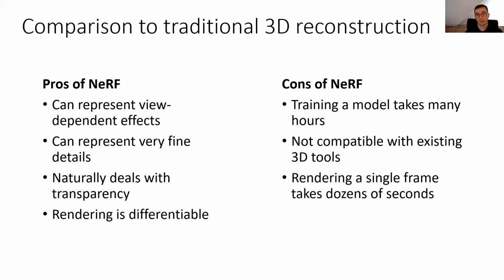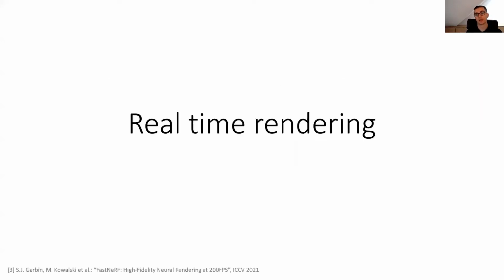And third of all, super importantly, rendering a single frame takes a lot of time. For, again, vanilla NeRF, this is something like 20-30 seconds on a high-end GPU, so very slow, not real time at all. And so the first extension to NeRF I'd like to talk about is one that allows for real-time rendering, and this is work published by me and my colleagues at ICCV, the International Conference on Computer Vision, last year.